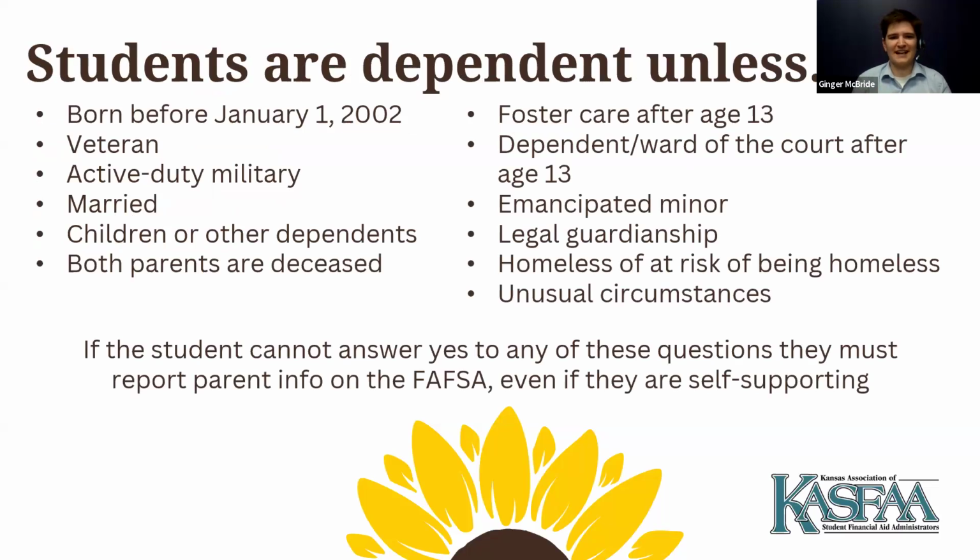They're also not dependent if they're a veteran or an active duty military member, if they're married, if they have their own children or dependents, if both parents are deceased, if they were in foster care after the age of 13, or a dependent or ward of the court after age 13, if they're an emancipated minor, if they're in a legal guardianship as determined by a court in the state where they reside, or if they're homeless or at risk of being homeless or have unusual circumstances. If the student can't answer yes to any of these questions, then they must report parent information on the FAFSA, even if they are self-supporting.